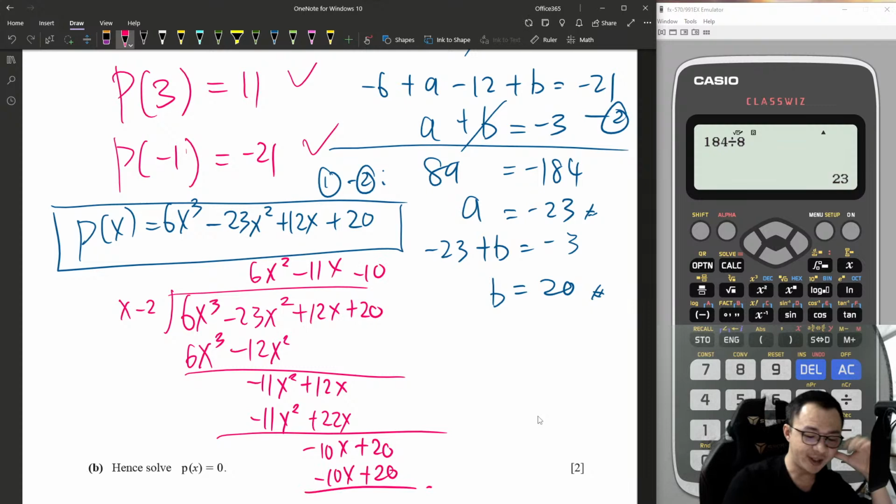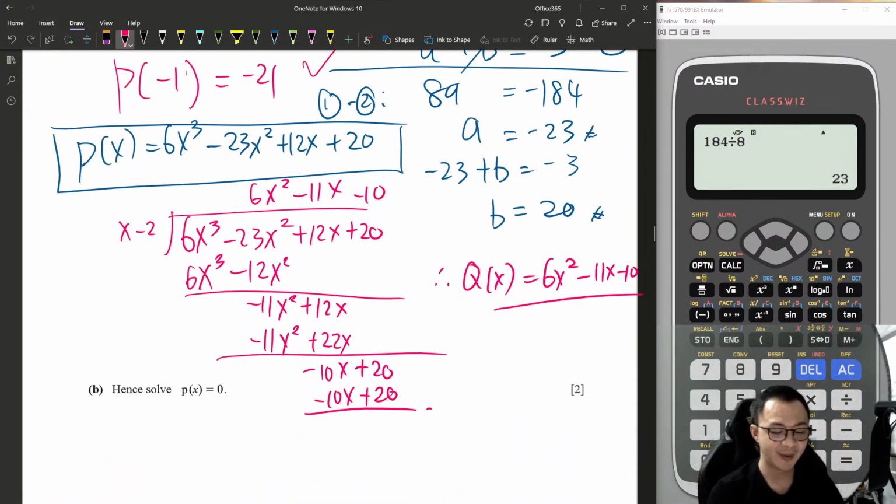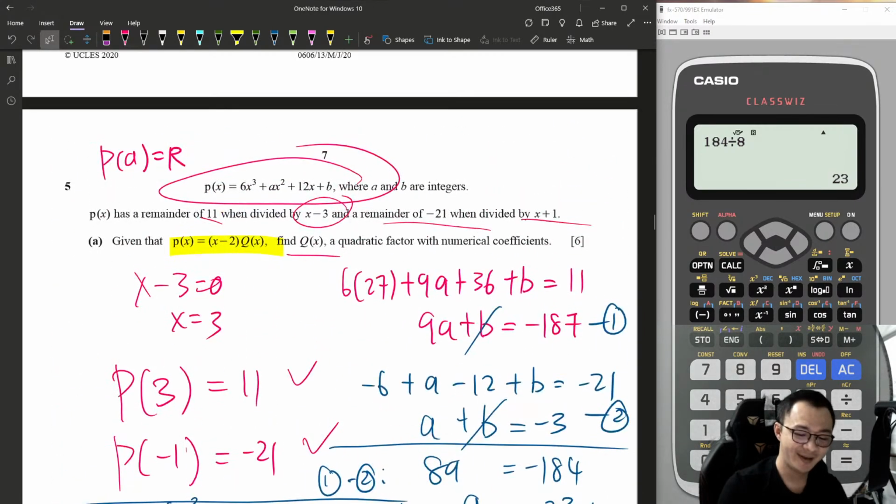Nice. Okay, so therefore my qx is 6x squared minus 11x minus 10. Does the question ask me to find qx? Yeah, find qx. Just done. Qx will be my answer for my long division. Easy. 6 marks.